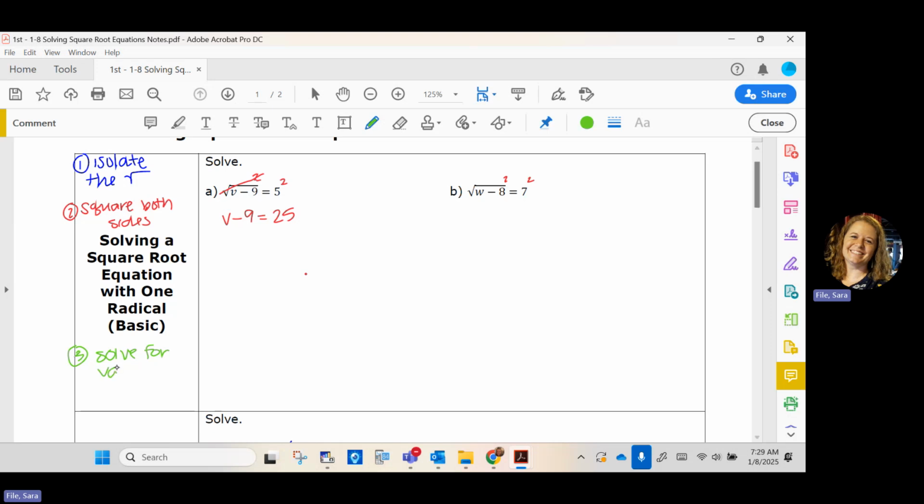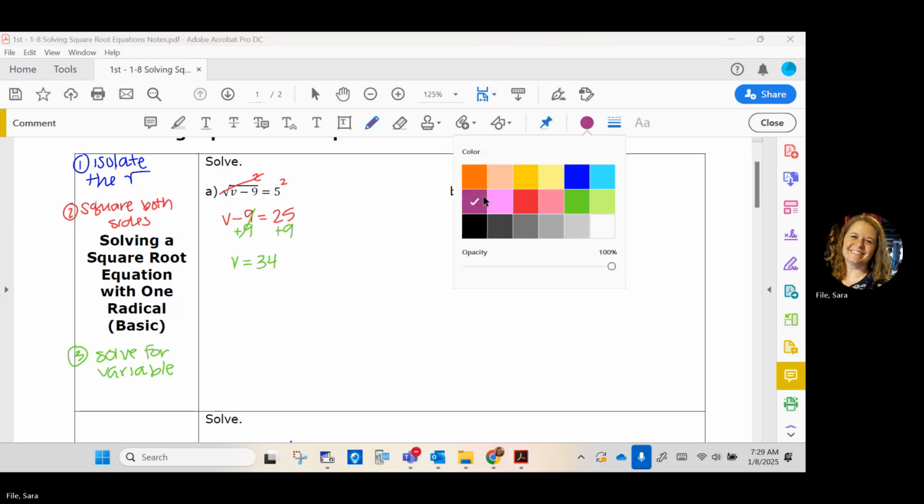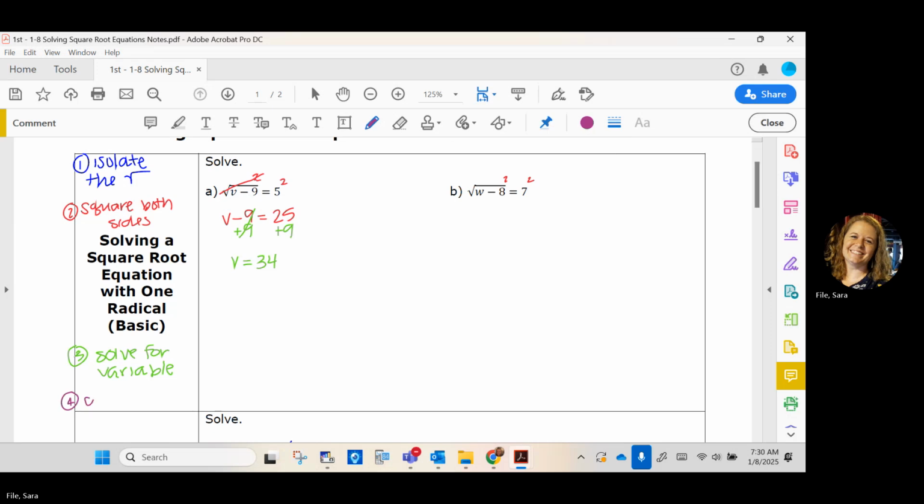For whatever your variable is. Okay, so in this case, I'm going to move that 9 over by addition, and I get v is 34. Now, here's where that last step comes in, where I want you to check your answers.